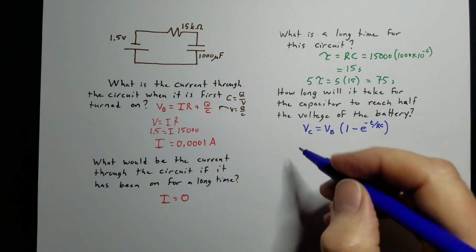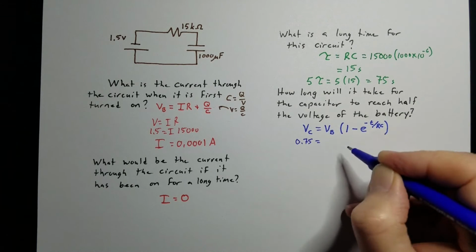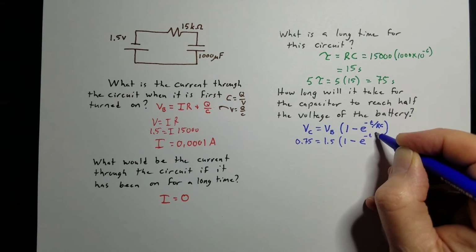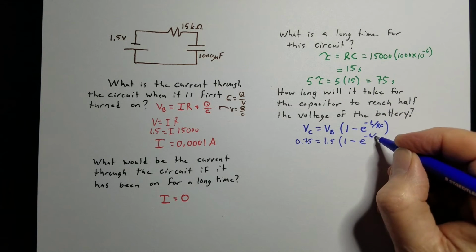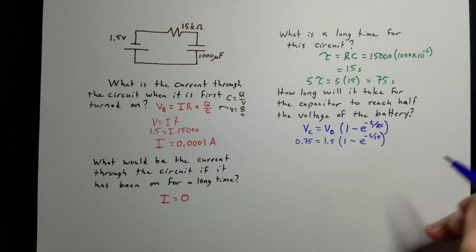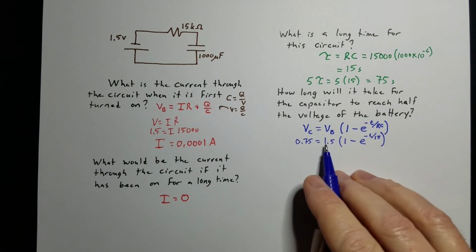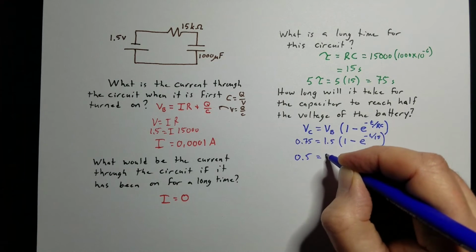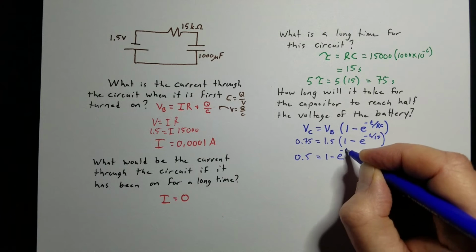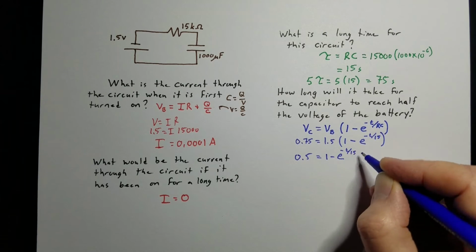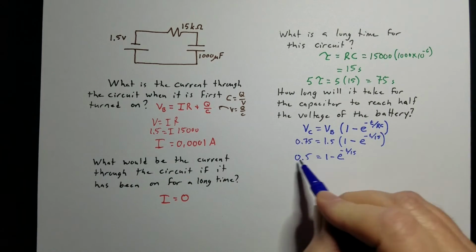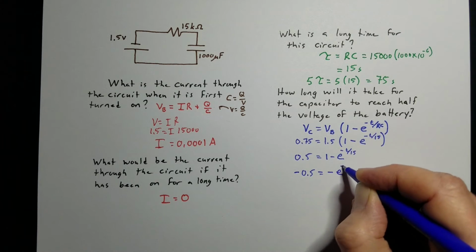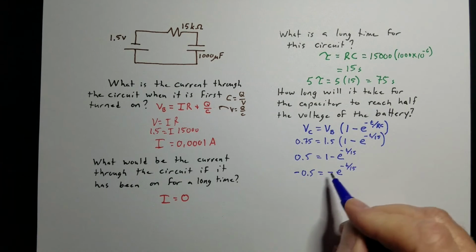So half the voltage of that is going to be 0.75. Voltage from the battery is 1.5. e to the minus t over RC, well, RC is 15 seconds. And so I'm going to go ahead and divide the 1.5 from both sides. So when I do that, we get 0.5 equals 1 minus e to the minus t over 15. Remember that 15 is R times C. Move the 1 over, so I get minus 0.5 equals minus e to the minus t over 15. Negative signs go away.